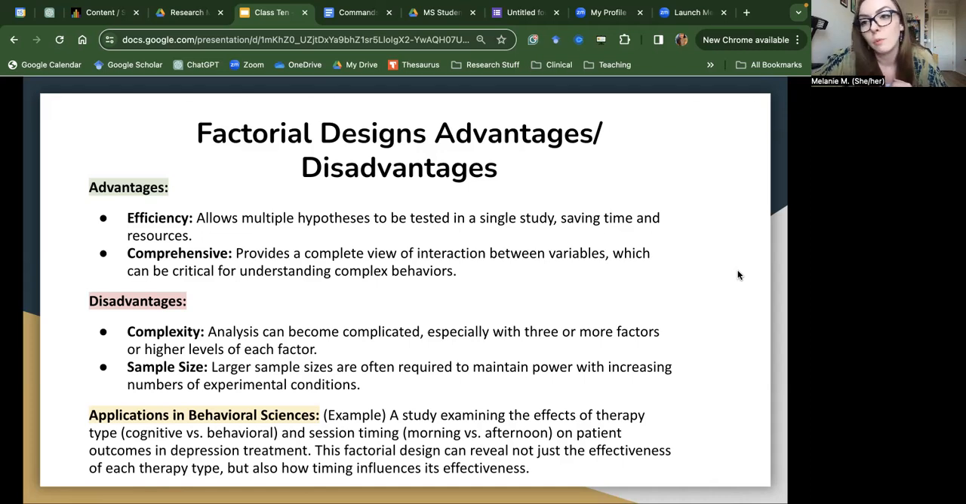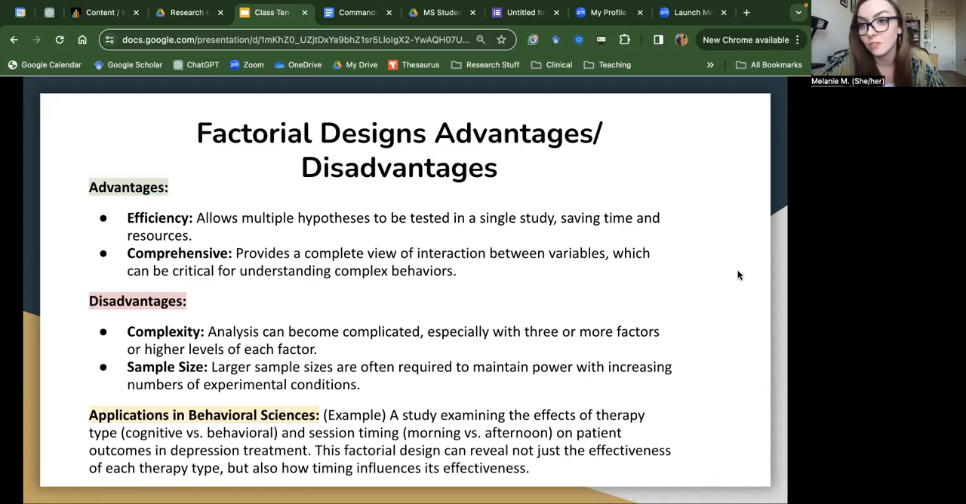This is really important in behavioral sciences where interactions are so complex. Humans are so messy. So many things impact us. And so being able to have more comprehensive design to account for several independent variables at once on the dependent variable of interest is really helpful for understanding those more complex behaviors.